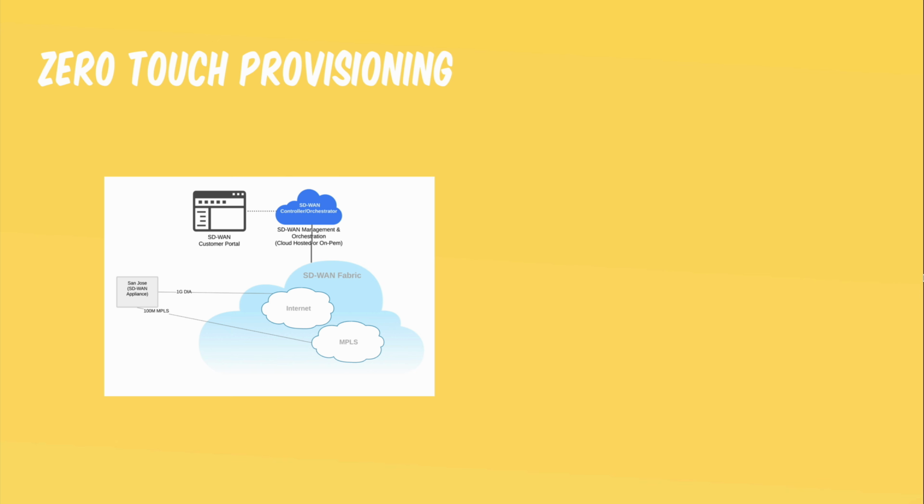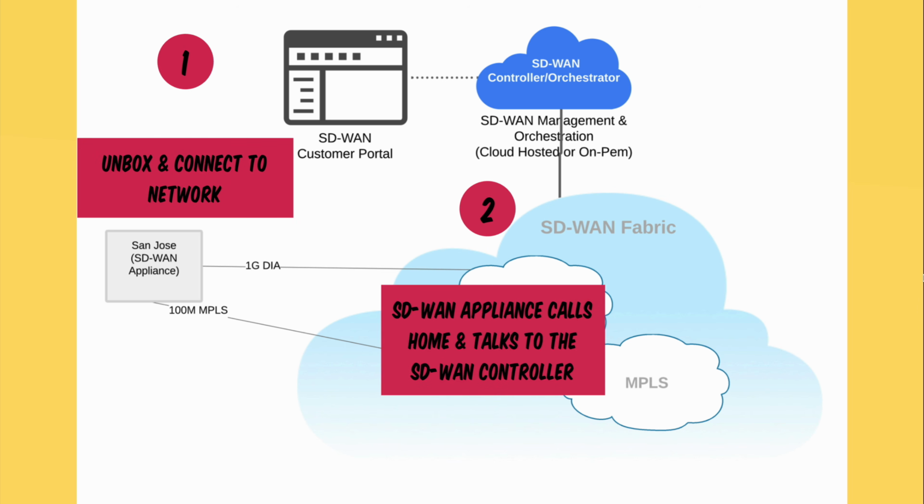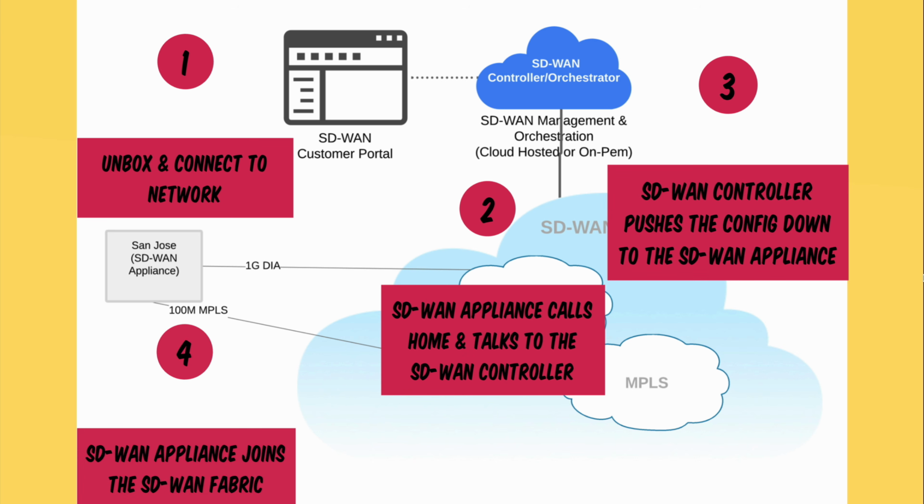Now let's talk about a very important element of SD-WAN, and that's called Zero Touch Provisioning, or ZTP for short. The way ZTP works is step 1, we unbox and connect the SD-WAN appliance to the network. Step 2, the SD-WAN appliance calls home, talks to the SD-WAN controller. Step 3, SD-WAN controller pushes the config down to the SD-WAN appliance. Step 4, SD-WAN appliance joins the SD-WAN fabric.